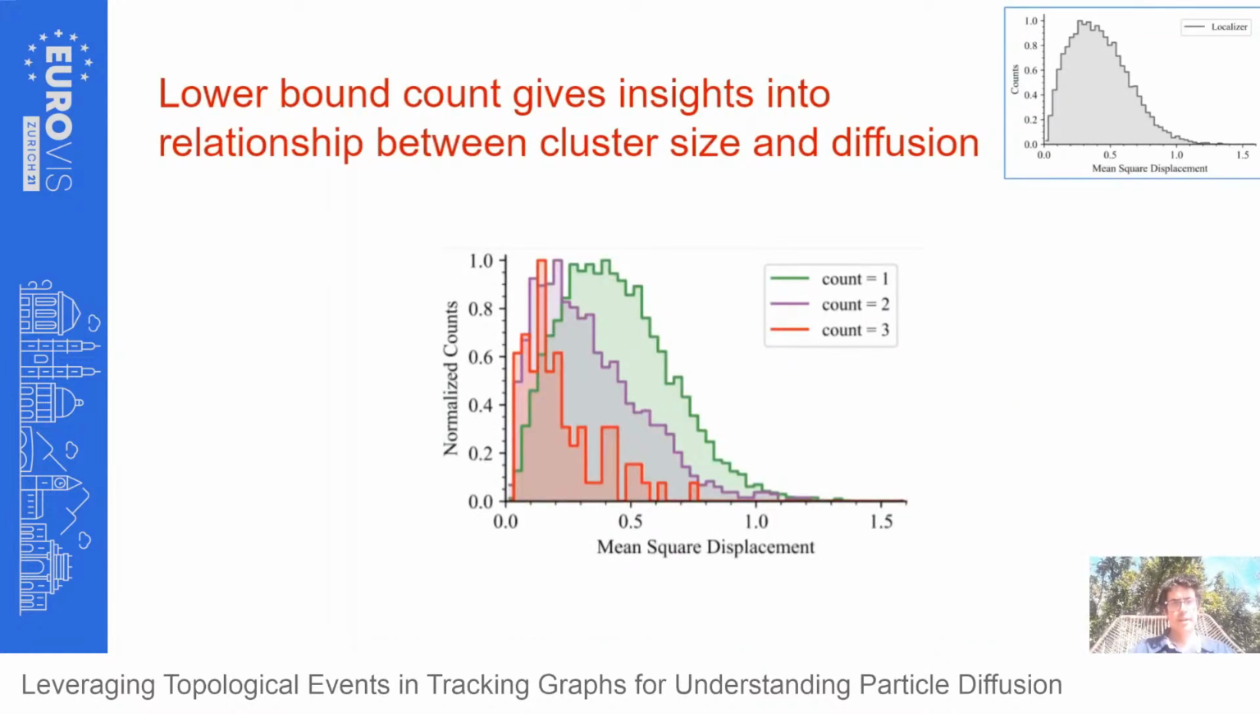This slide highlights a key finding from our analysis. The center plot shows a normalized distribution of the MSD values partitioned by the corresponding lower bound count of each track. Whereas traditional analysis gives a general plot like the gray one on the top right, our technique allows us to separate diffusion analysis for tracks with an inferred lower bound count. You can see that there is a distinct separation between these distributions, with particles that have a higher lower bound count having a higher distribution for slower speeds.